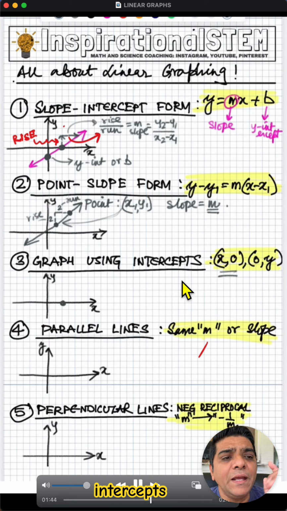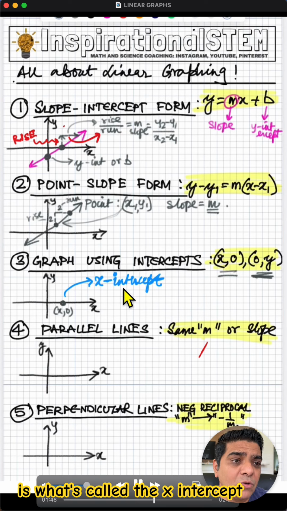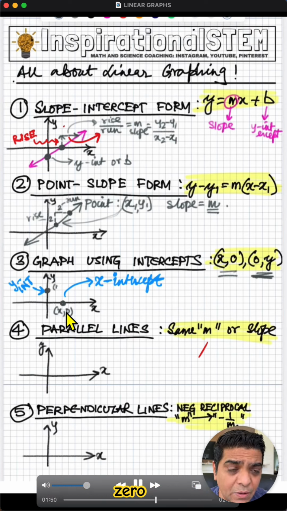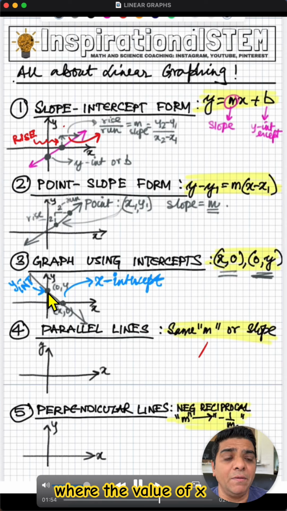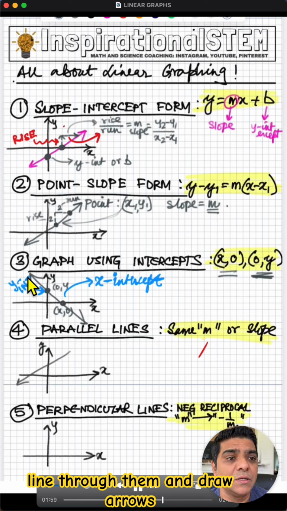Let's say you're given intercepts. So what are we going to do now? Let's say this x, 0 is what's called the x-intercept, where the value of y is 0, and this 0, y is the y-intercept, where the value of x is 0. So plot those 2 points and draw a line through them, and draw arrows, and we're done.